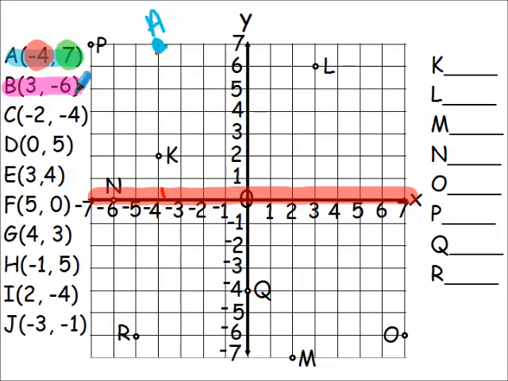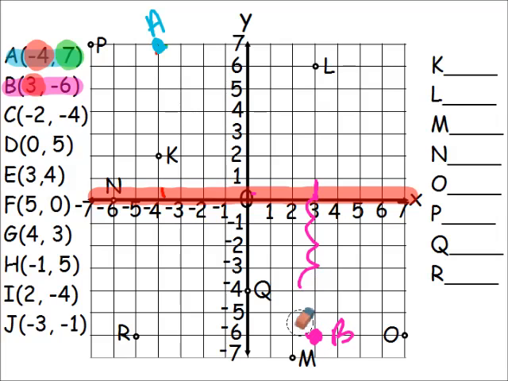Coordinate B. We have our x value, which is 3. We'll do that one first. So we're going to count along the x-axis to positive 3. So we're right here. And we need to go all the way down until we get to -6. So that's -1, 2, 3, 4, 5, 6. And that will be point B.